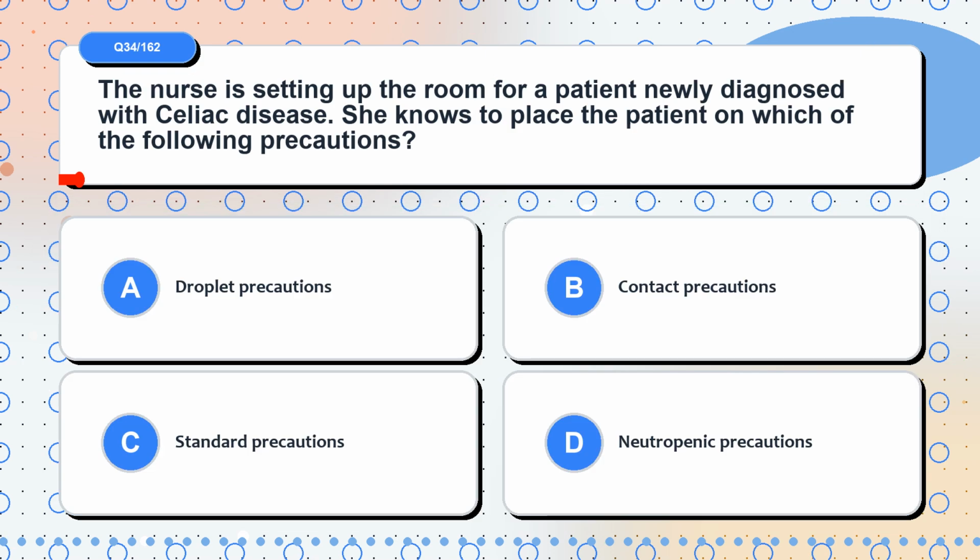Question 34. The nurse is setting up the room for a patient newly diagnosed with celiac disease. She knows to place the patient on which of the following precautions? Here are the options. Option A. Droplet precautions. Option B. Contact precautions. Option C. Standard precautions. Option D. Neutropenic precautions.